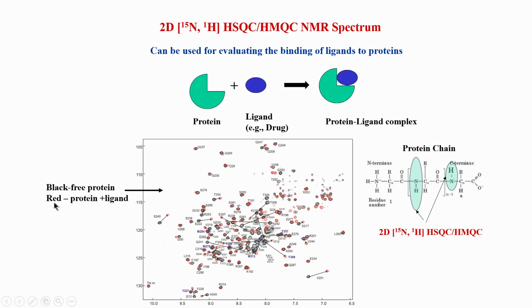So, the red color peaks are coming from the mixture, the addition of protein and ligand, as you can see in this diagram. So, it is coming from the protein ligand complex. The black peaks are the free protein. You can see there are many peaks which are shifted. This peak has moved from black to red, and this one from black to red, and so on. Each number shown here indicates the amino acid number.